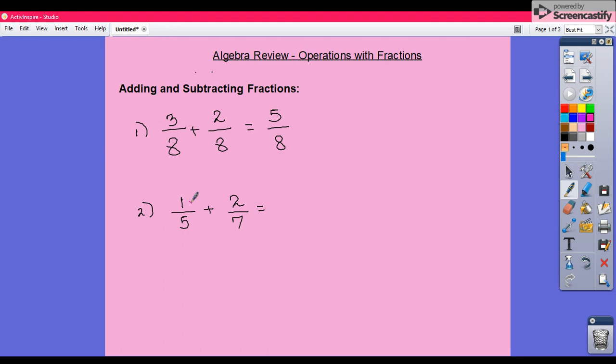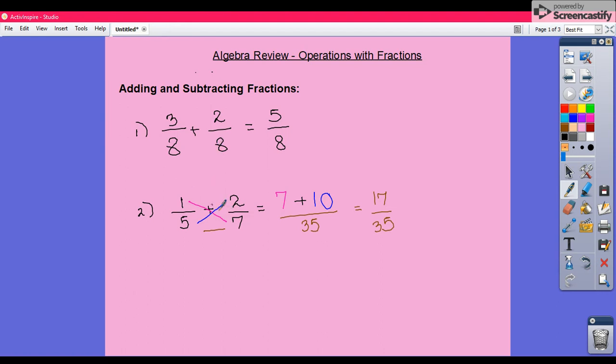So cross multiply. Criss, 1 times 7 gives me 7. Since there is a plus between the two fractions, I'm going to write plus. And then cross. 5 times 2 gives me 10. And finally, over applesauce. 5 times 7 is 35. And that would give me 17 over 35. So again, crisscross applesauce. It always has to be left and down first.